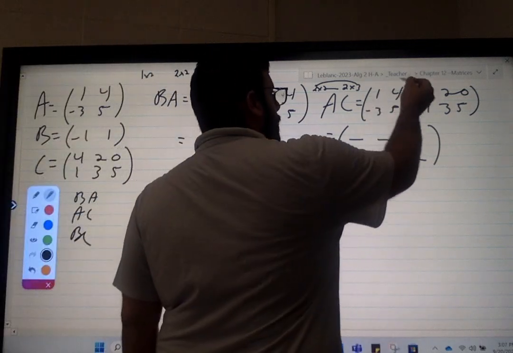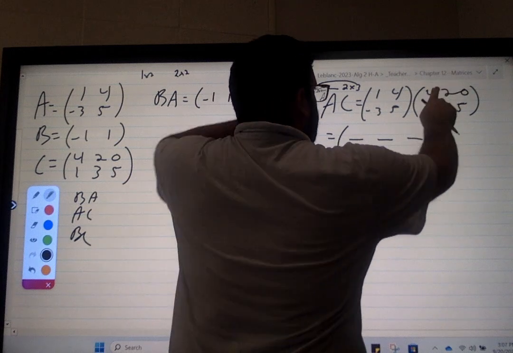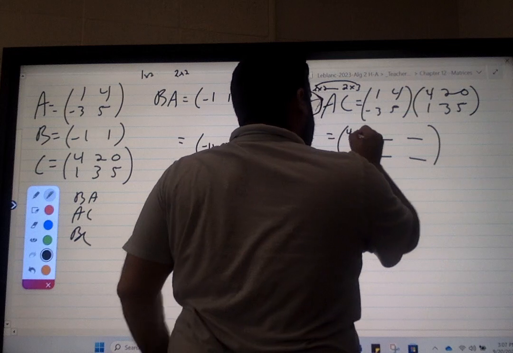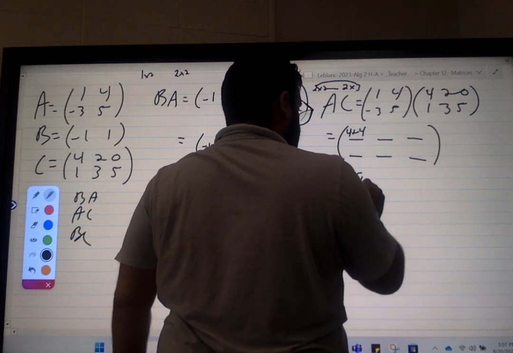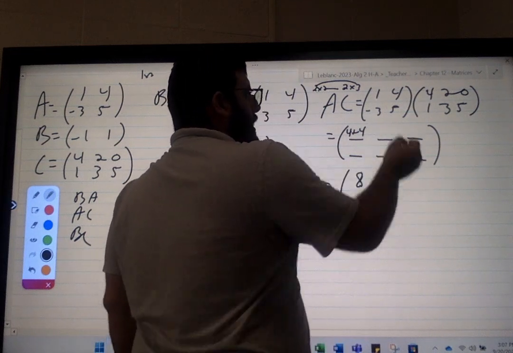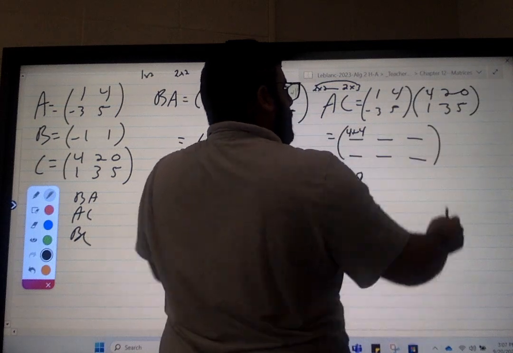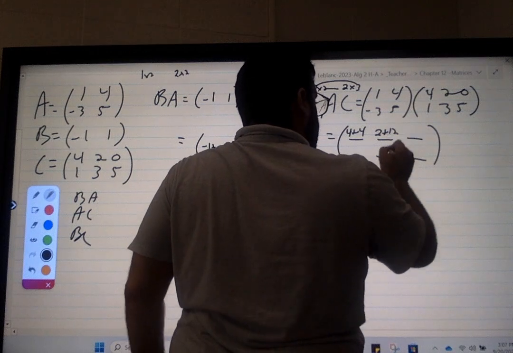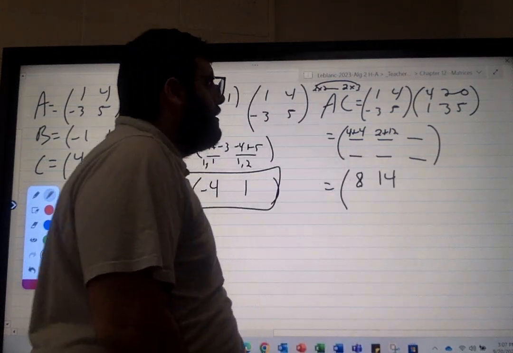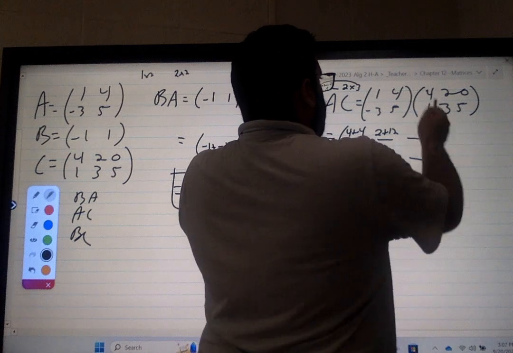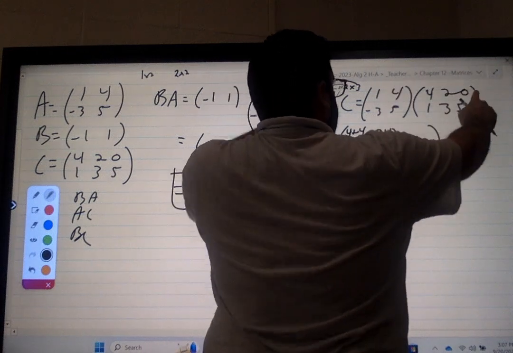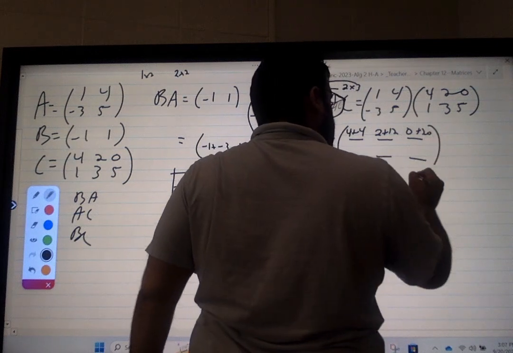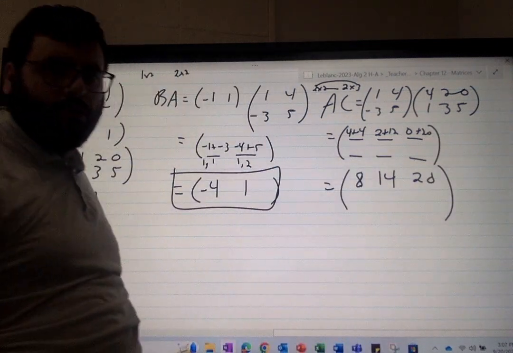So first row in here times first column in here. So that's 1 times 4 is 4. 1 times 4 is 4. So that's 8 in this first element here. First row, second column. 1 times 2 is 2. 4 times 3 is 12. That's 14. Okay. Then first row, third column. 1 times 0 is 0. 4 times 5 is 20. That's first row done.